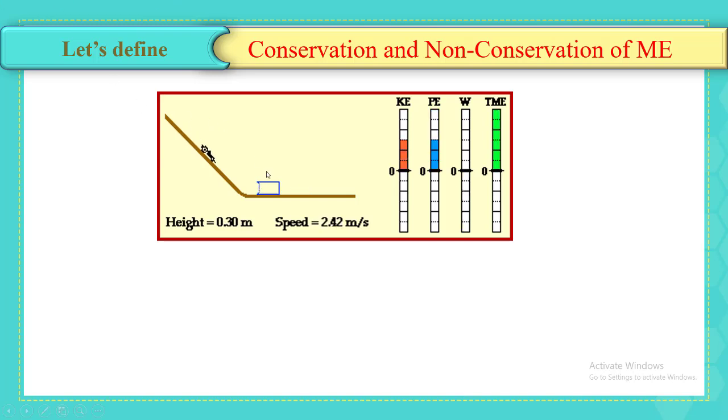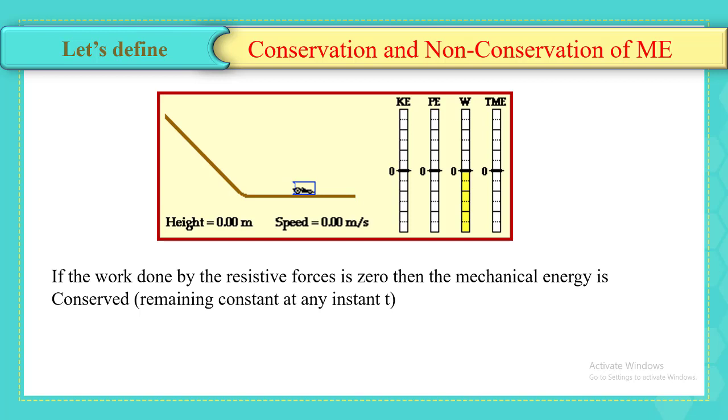Along the inclined plane, we can see that the total mechanical energy is constant and the work done by the resistive forces is equal to zero. So, if the work done by the resistive forces is equal to zero, then the mechanical energy is conserved. That means it remains constant at any instant t, which indicates that the variation in the mechanical energy is equal to zero. So, the initial mechanical energy is equal to the final mechanical energy.